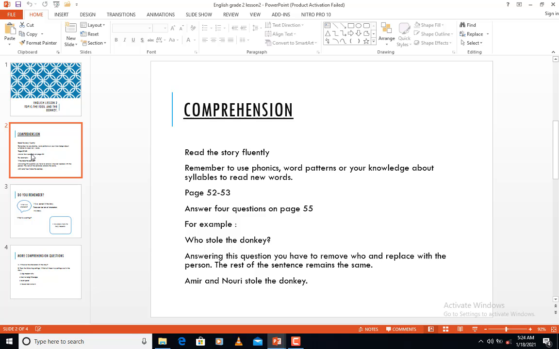I have also written for you here, so to read the story fluently. How do you read the story fluently? You would have known the words that are in the story. But if you don't know them, you can use your phonics knowledge or the word patterns or your knowledge about syllables to tackle the new words. So I'm going to read the first paragraph like we always do in class, and you also take turns to read the other parts. But now you won't be taking turns because it will only be you reading the story.